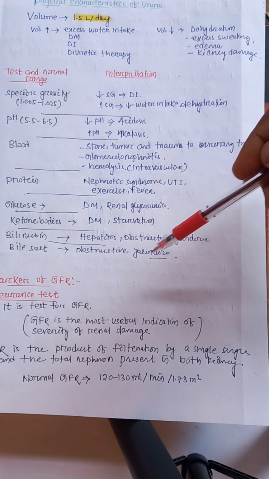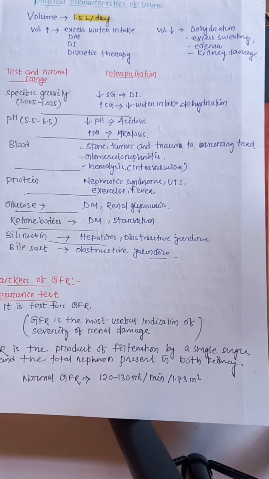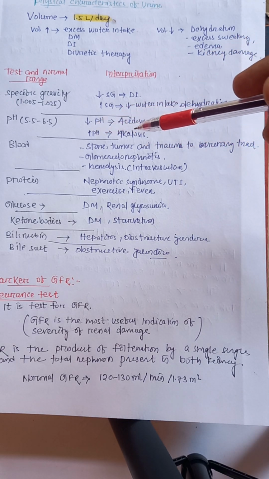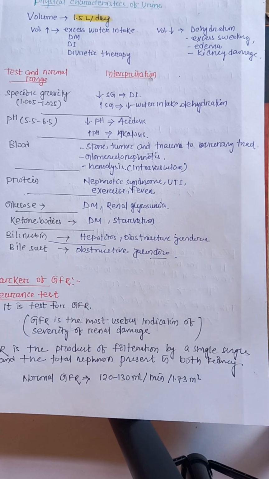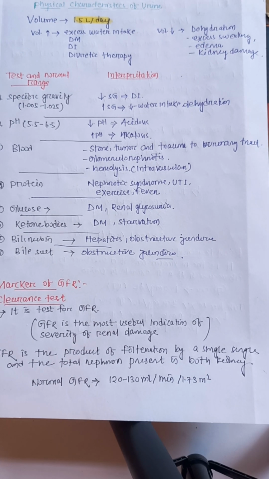And there are some tests where you will interpret some disease, like what is specific gravity. Specific gravity is nothing but the density of urine with respect to water. The normal range is 1.005 to 1.025. If specific gravity decreases, it indicates diabetes mellitus, and it increases in cases of decreased water intake or dehydration. Also pH: decreased pH is called acidosis, increased pH is alkalosis.